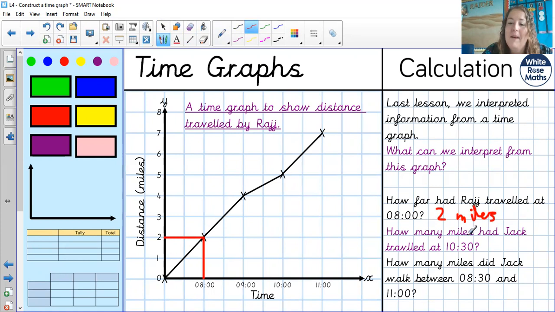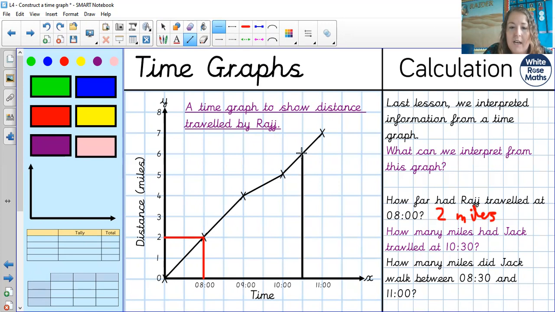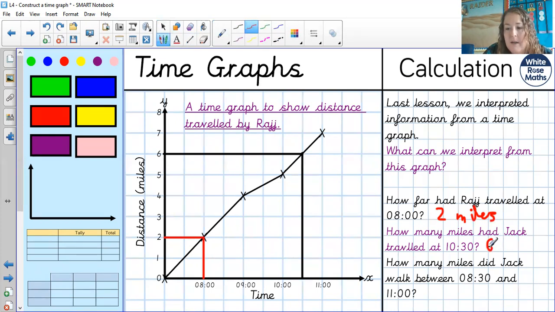Next question then, how many miles had Jack travelled at 10:30? Why is this question trickier? Hopefully you'll be able to see by the data at the bottom, it's just because it's in the middle, but I still work it out in the exact same way. This time, I'm not looking at 10 o'clock, I'm not looking at 11, but I'm looking in the middle. And I'm still going up in a straight line, even though it's black now, up to exactly where the line is, and then across. And how many miles has he walked or travelled? He's walked 6 miles.